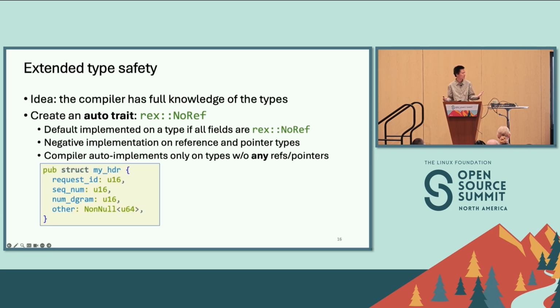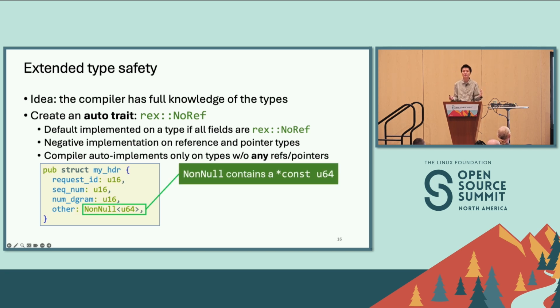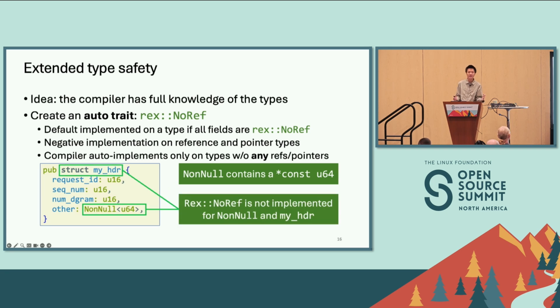So let's take a look at an example. Here we have a struct called MyHider. MyHider contains this NonNull<u64>, which contains a u64 pointer. Because it contains this pointer, it will not have an implementation of Rex no-ref. And consequently, MyHider will not have an implementation of Rex no-ref either.